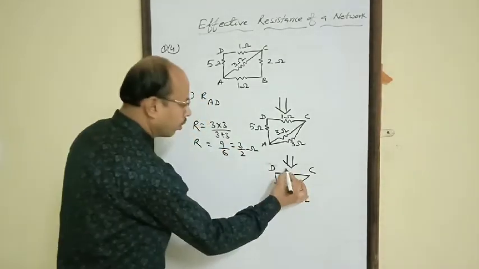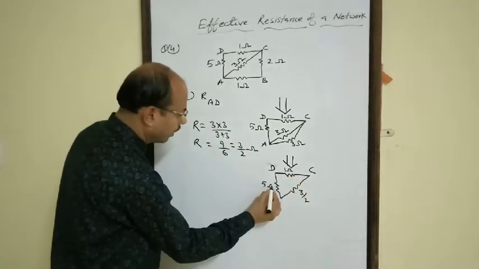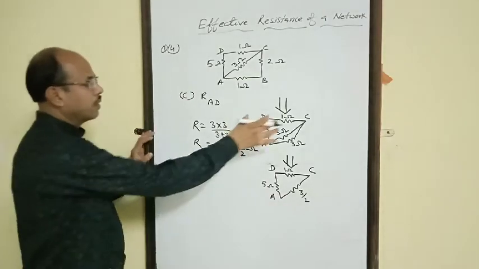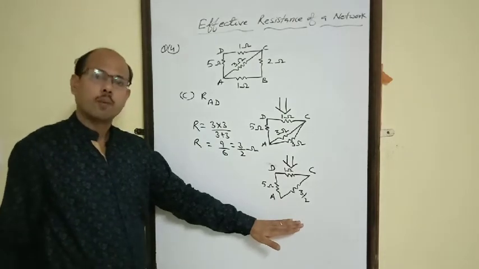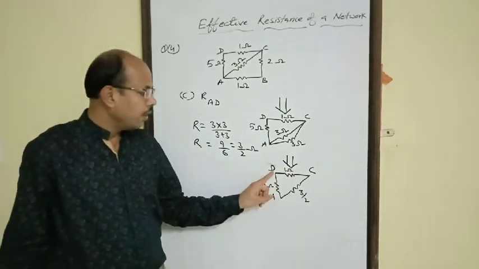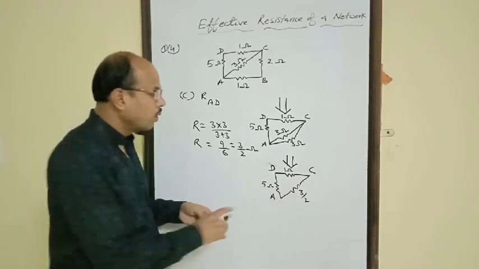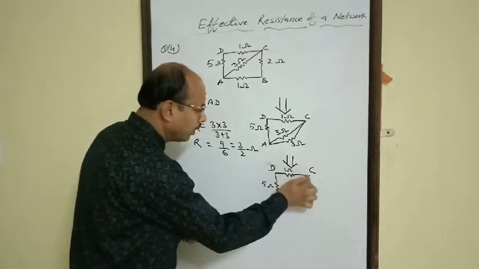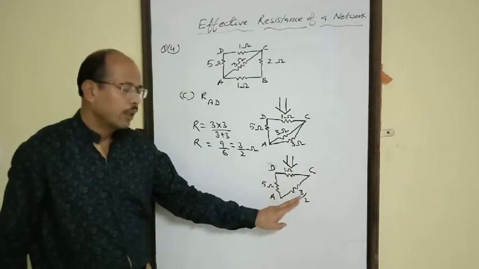Here it is 1, no change. This resistance is 5 ohm, again no change, and this is 3 by 2. So this we can say is step first, this is step second, and finally in step third we will get the answer. Now you can easily understand A and D are the terminal points. Therefore, this 3 by 2 and 1 will be in series. 1 and 3 by 2 are in series.